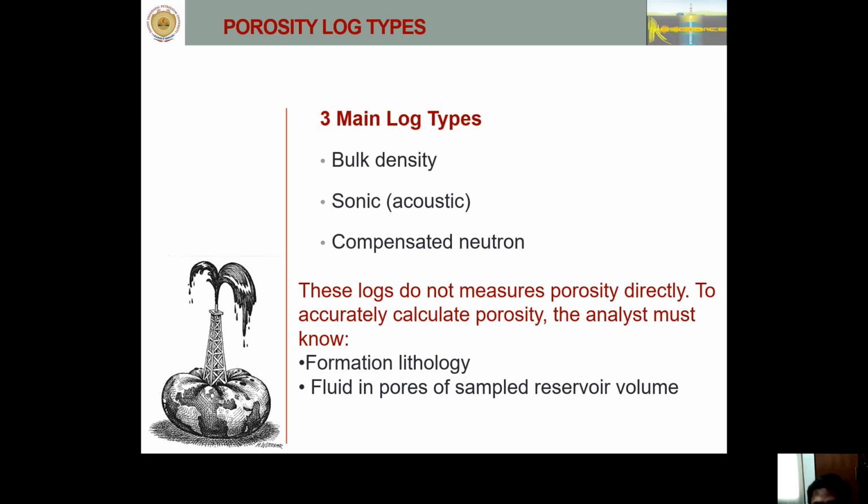There are three main log types which are used for porosity determination. One is bulk density, the second is sonic, the third one is compensated neutron. These logs do not measure porosity directly. To accurately calculate porosity, the log analyst must know formation lithology and fluid inputs of the sampled reservoir volume.